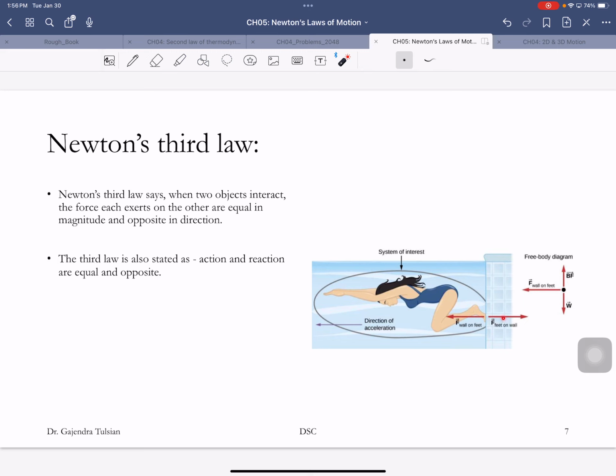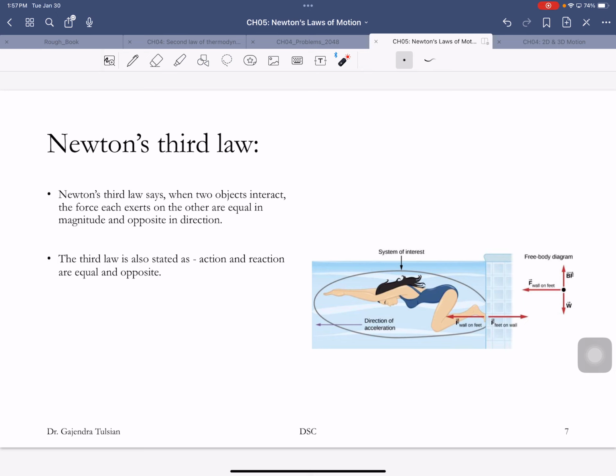Essentially, Mr. Newton is saying that you can never have an odd number of forces. Forces always come in even numbers. So you apply a force, you get a reaction force. Notice, action and reaction are acting on two different objects.